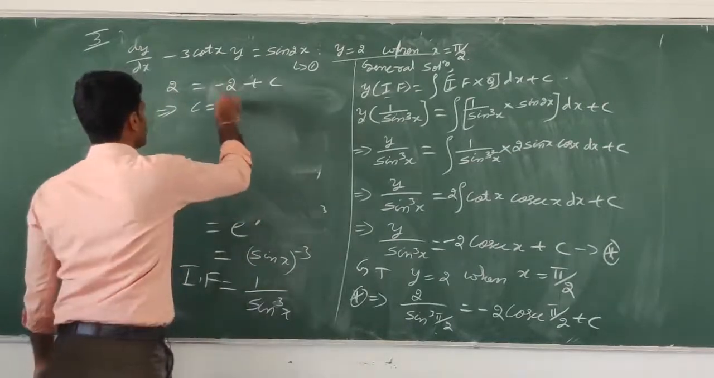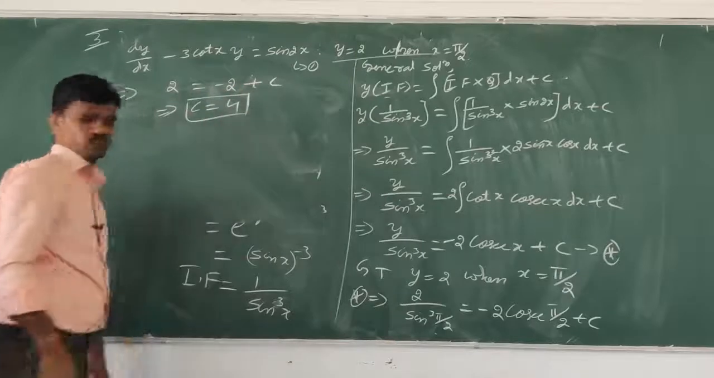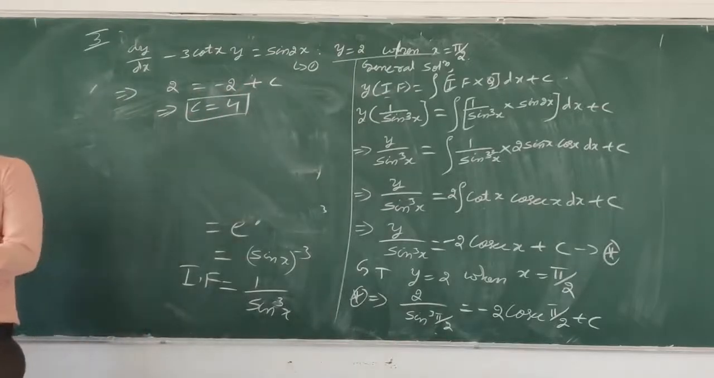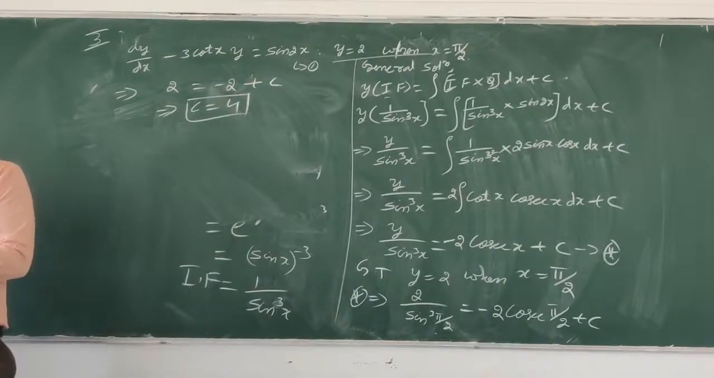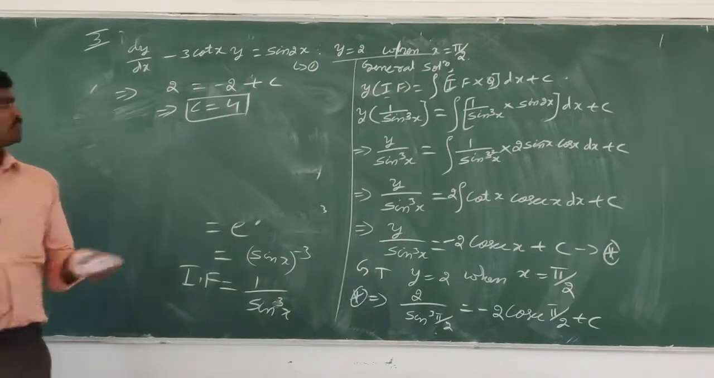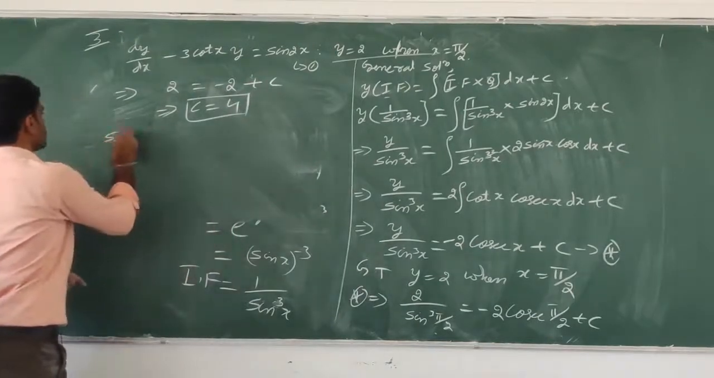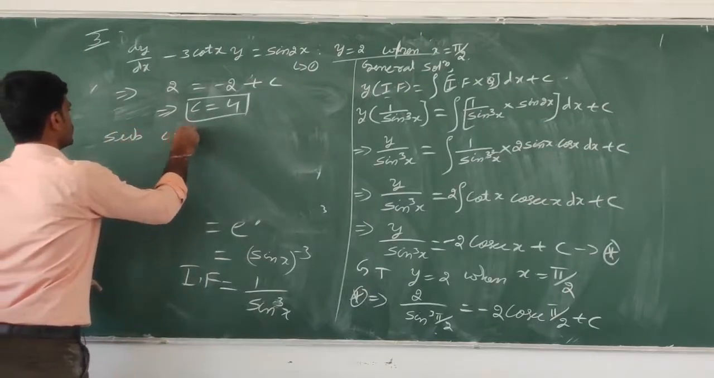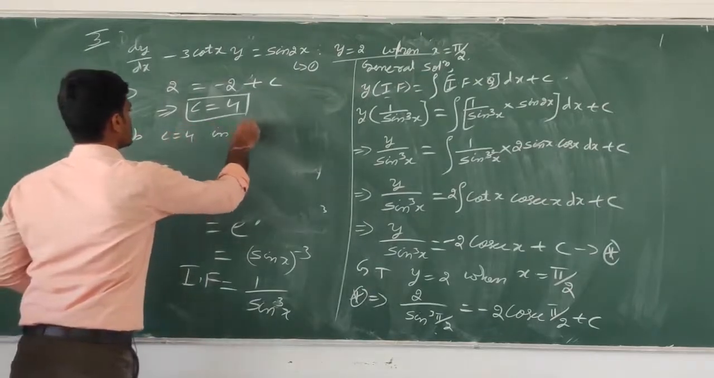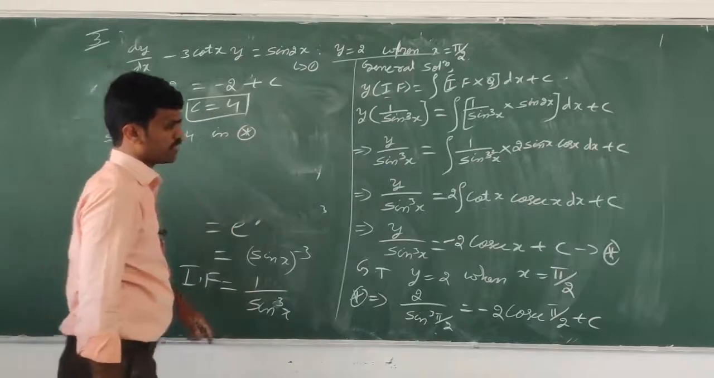2 plus 2 is 4. The value of c is 4. The value of c becomes 4. So now substitute c is equal to 4 in equation star. Where are you substituting? In equation star.